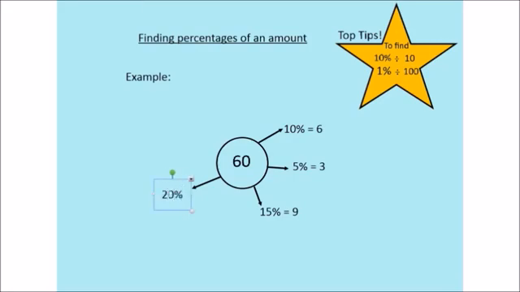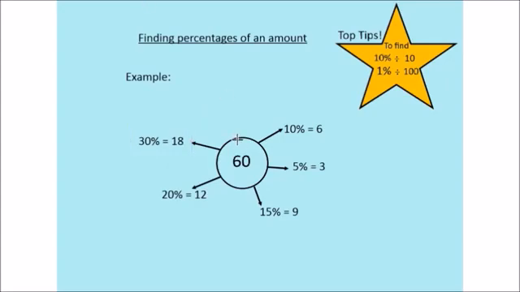20%. So let's have a look what we've got on the board already. So I can see I've got 10%, which is 6. 20% would be 2 of those. So 20% must be 12. Let's try 30%. 30% of 60. So if I know that 10% is 6, 30% would be 3 of those. So it must be 18.